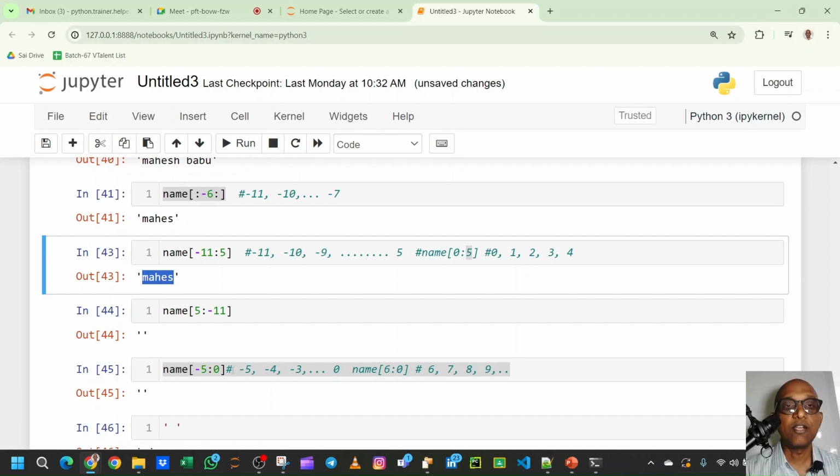I think it's 8-4. There is one more batch waiting for me. So just go through the session today. If you have any questions about slicing or indexing, note them down. We'll discuss again tomorrow. There is still a lot to cover in strings. Strings are not over yet.